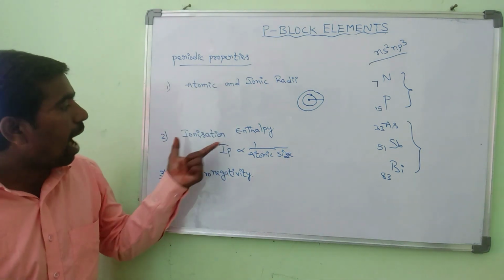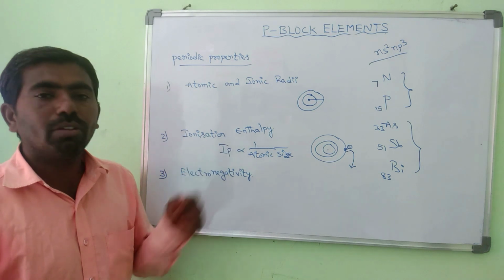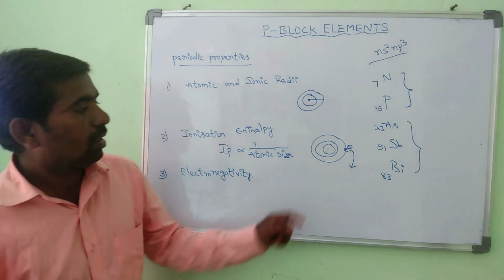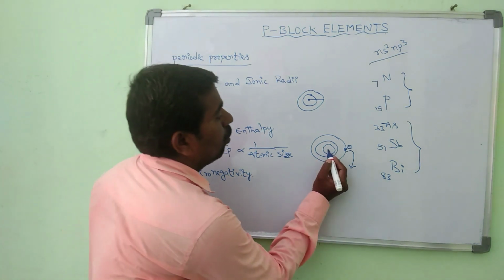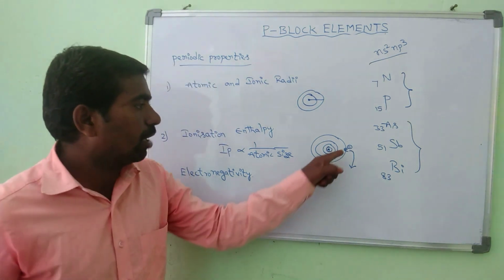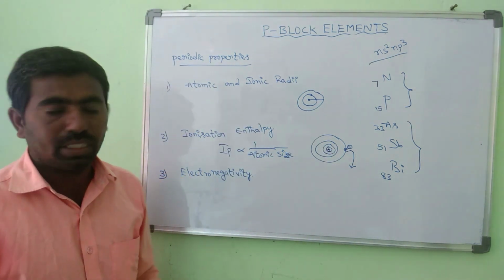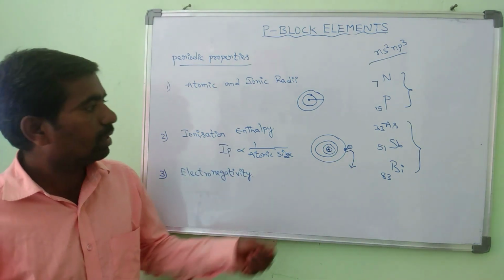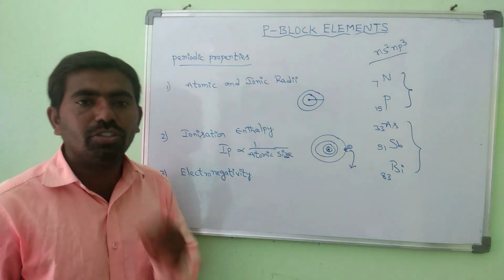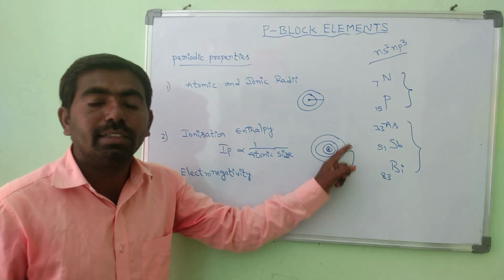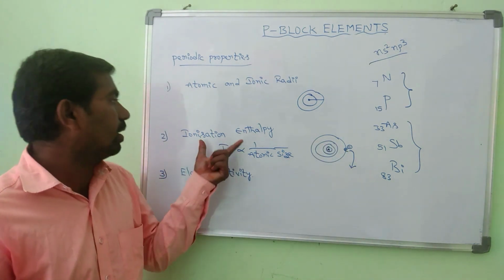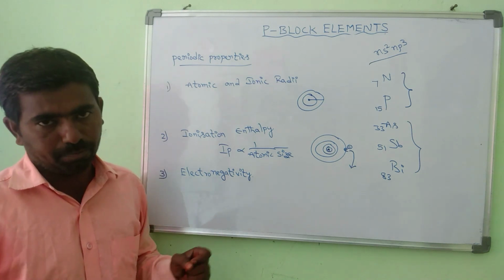Next one is ionization enthalpy. What is the meaning of ionization enthalpy? Assume this is an atom. It has a nucleus, and some electrons are revolving around the nucleus. Now I am defining the ionization enthalpy. The minimum amount of energy required to remove one electron from the outer shell is called ionization enthalpy.